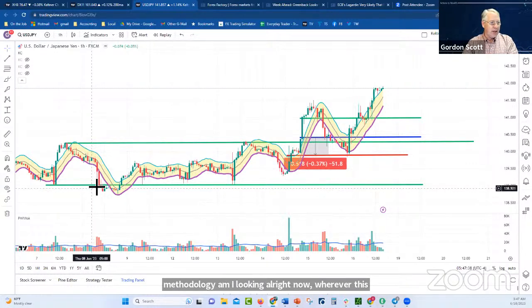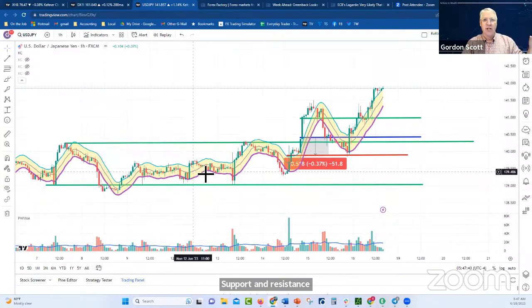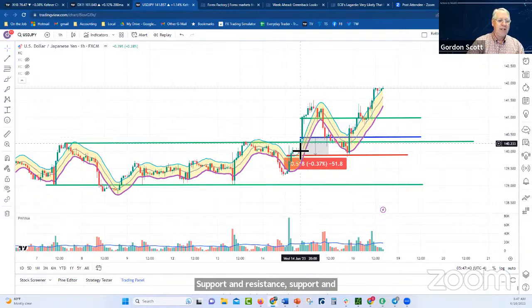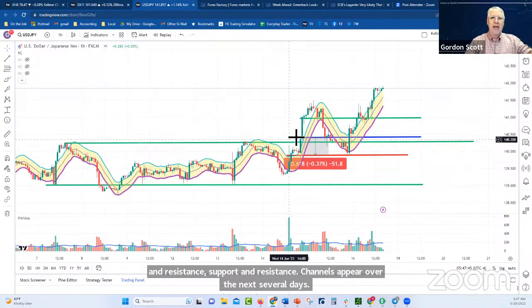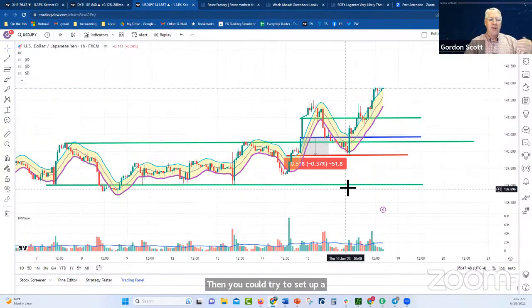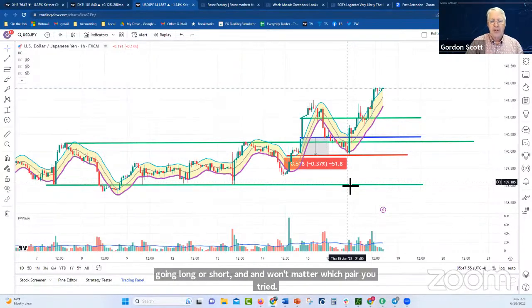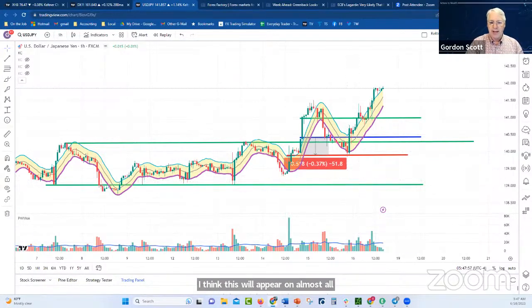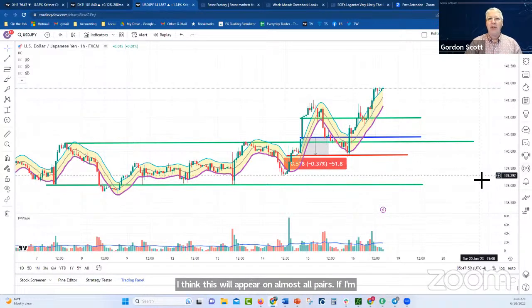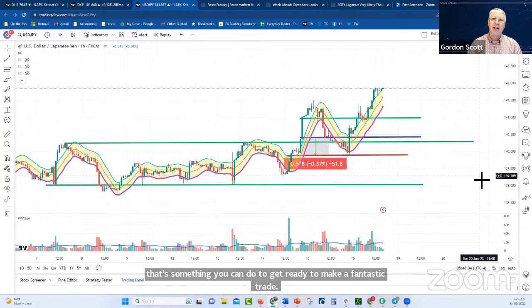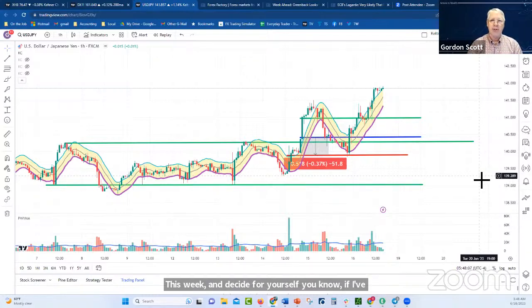All right, now, wherever these support and resistance channels appear over the next several days, then you could try to set up a breakout of either side, going long or short. And it won't matter which pair you try it. I think that this will appear on almost all pairs, if I'm correct about how the week's going to play out. So that's something you can do to get ready to make a fantastic trade this week, and decide for yourselves. If I've done this sort of thing before and I'm used to this 1-for-1 scaling out, I know how it works. Great, do that.